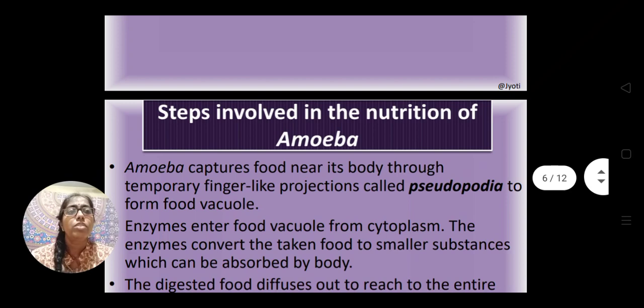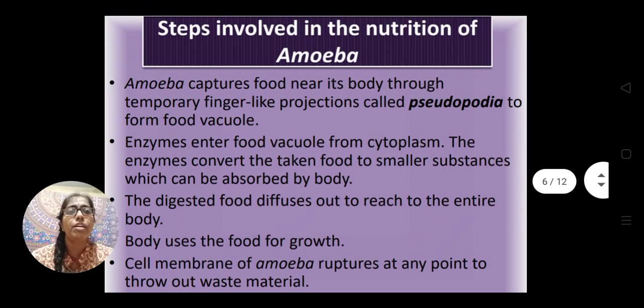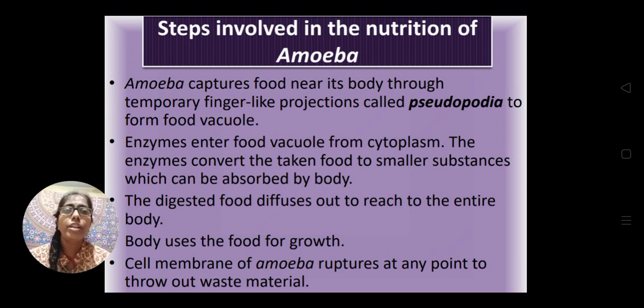Okay. So now what are the steps involved in the process of nutrition? I have already discussed this, but let me repeat it under a separate heading. The amoeba captures the food near its body through temporary finger-like projections called pseudopodia. These are temporary because they are formed as and when required. When the amoeba tends to move, or wants to capture a food particle, only then are the pseudopodia formed.